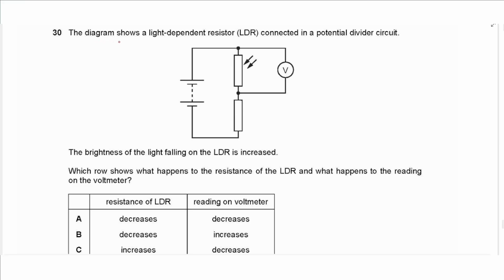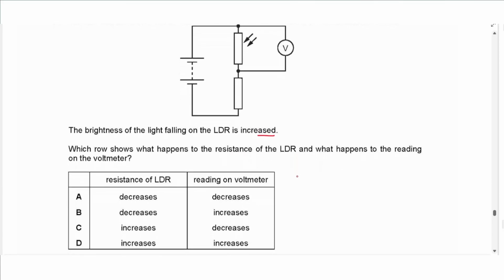Question 30 says, the diagram shows a light-dependent resistor connected in a potential divider circuit. The brightness of the light falling on the LDR increases. Which row shows what happens to the resistance of the LDR and what happens to the reading on the voltmeter, which is in parallel to the LDR? So the resistance of the LDR when light increases actually decreases, and the voltmeter reads the potential difference across it. So when this resistance decreases, the potential difference across it also decreases, since resistance is proportional to voltage in series. So the answer here is A.